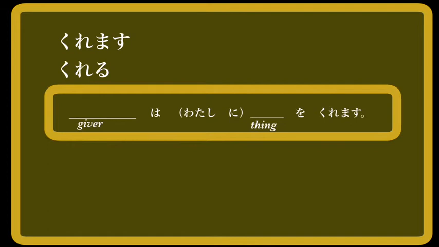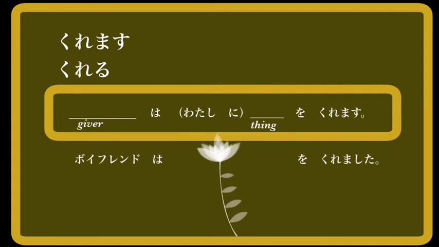For example, we could say, boyfriend, my boyfriend. Boyfriend wa, because he's the one that did it, hana o kuremashita. And the kuremashita tells us that it came to me. Boyfriend wa hana o kuremashita. You may hear somebody say, boyfriend wa watashi ni hana o kuremashita. But it's basically repeating the same idea of giving it to me.